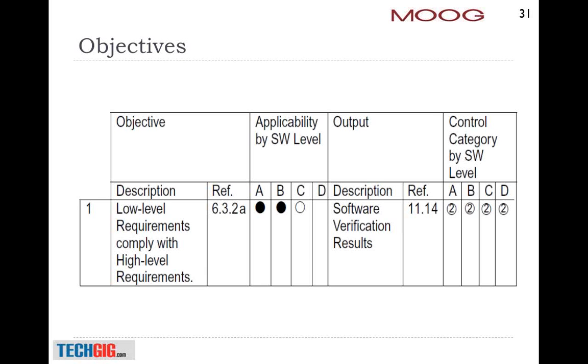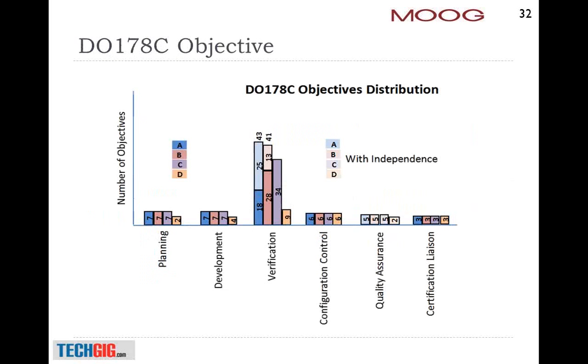And 178C lays down certain objectives. So it says that you have to fulfill these objectives to come up with a better system. So one of the objectives could be low-level requirements have to comply with high-level requirements. So things like that. So there are a set of objectives which are categorized over different product life cycle phases. So you have planning, you have development, verification. So if you see here, planning and development has 7 each, whereas verification has 43 for a level A in a DO178C.